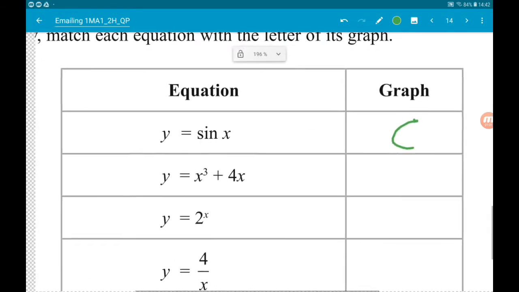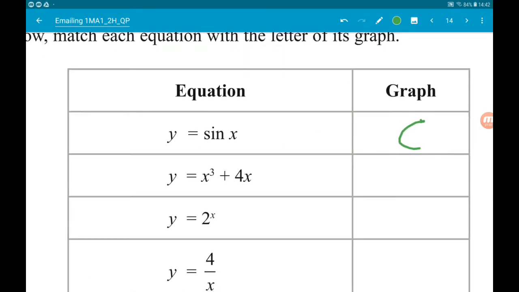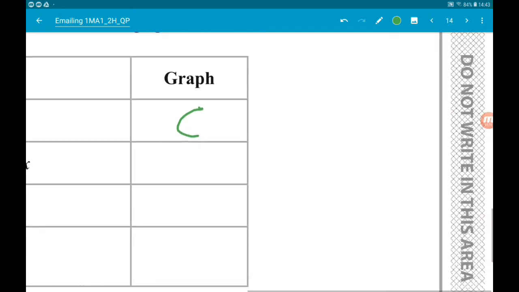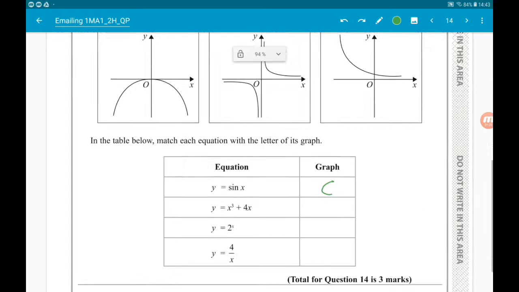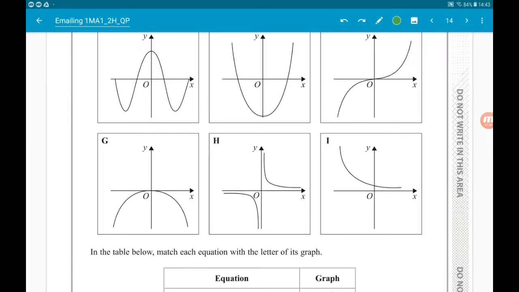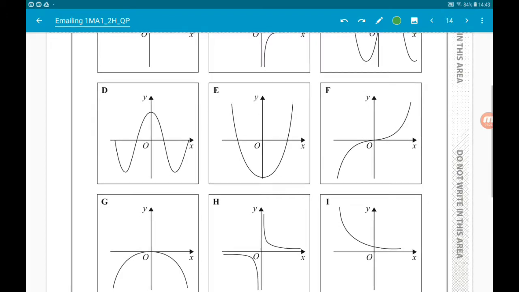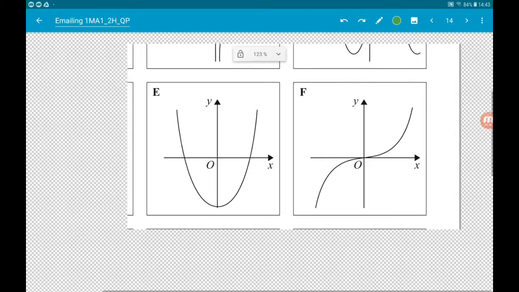Okay, then the next one, y is x cubed, add 4x. So, cubic graphs look either like that, or something like that. So, our guy here is going to be F.